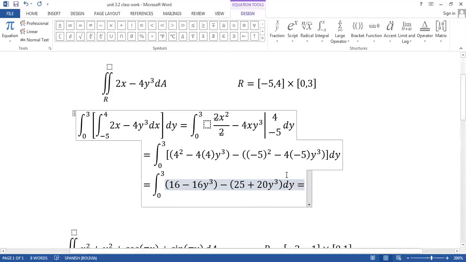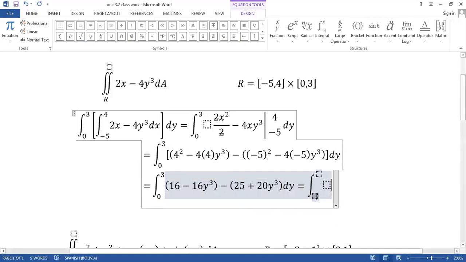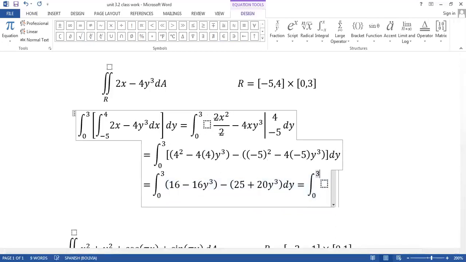So let's continue. 0, 3. Okay, now 16 minus 25. I'm removing parentheses now. No, sir, that's good. All right. 16 minus 25 is negative 9, right?